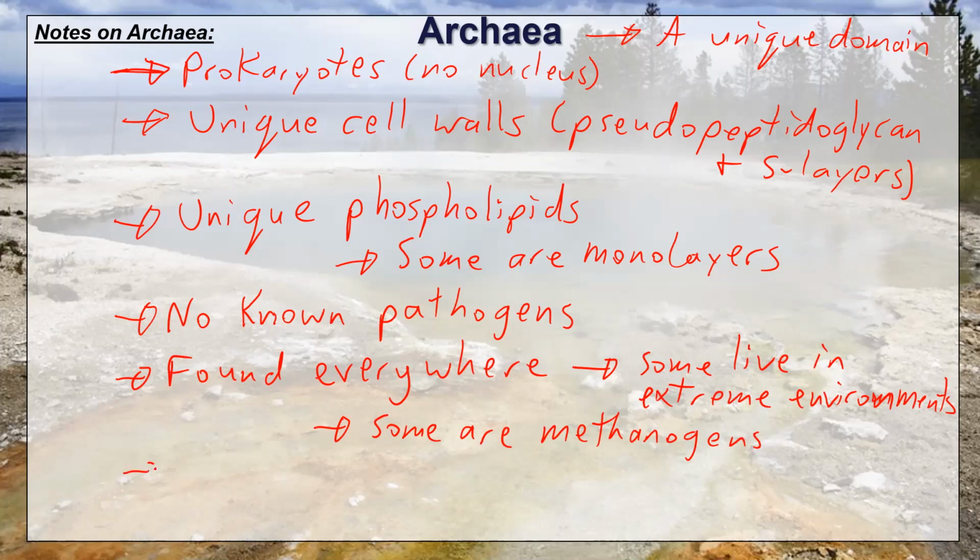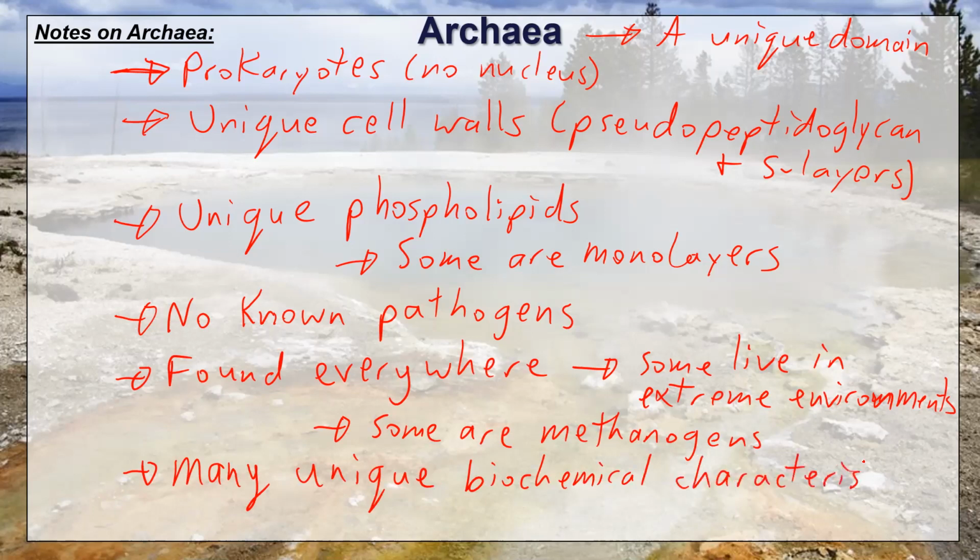The last note is that when you look at this particular group of organisms, there are many other unique biochemical characteristics. I mean, I could list a whole bunch. They're unique in the way they make their RNA. They're unique in the way they have different proteins for the flagella and all sorts of other things. Not worth getting into other details here. We're not really going to talk about archaea for most of the rest of the course. I might mention them once or twice, but that's about it.